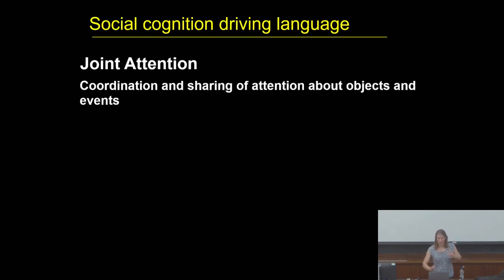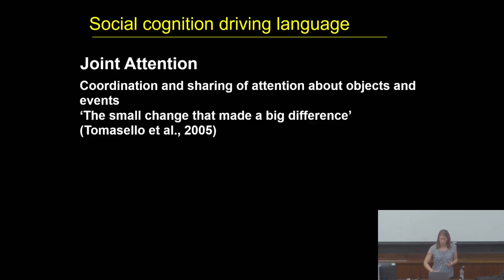So joint attention is a bit like intentionality. Lots of people use this term in wildly different ways in the literature. When I talk about joint attention, I mean the coordination and sharing of attention about objects and events out there in the world. In terms of its importance, Tomasello has highlighted joint attention as the small change that made a big difference in terms of our evolution. He would argue that it is one of the first building blocks of shared intentionality, which then supports our ability to cooperate and also have language as such a complex and cooperative form of communication.